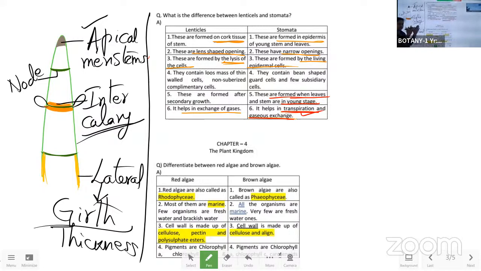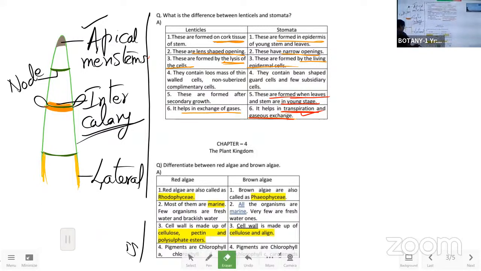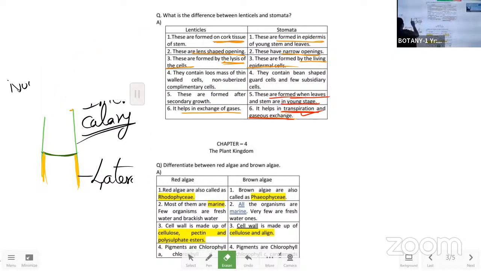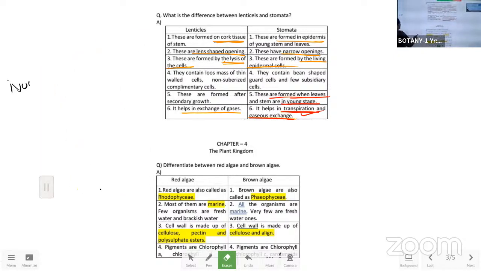Thickness means it increases the width. But once we are going for the improvement, and when we are going for the competitive exam preparation, then you need to go with the specific word, that is nothing but the girth of the stem. This makes the occurrence of the secondary growth in the stem and in the root. This is the meristematic tissue.